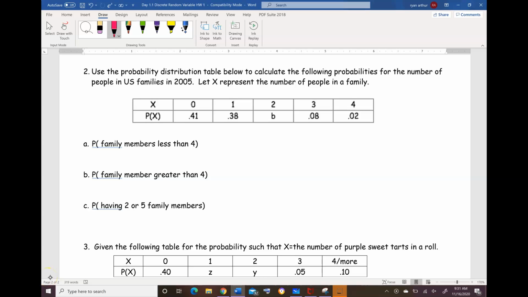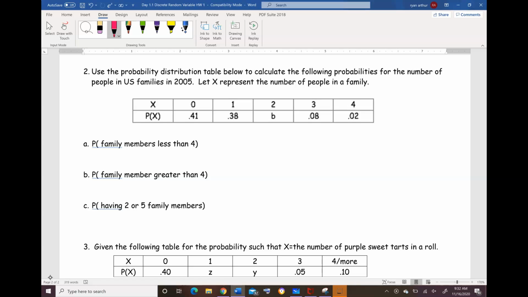All right, so this has to go with creating your own discrete random table. But on your test, this is more of the questions you're going to see. So I want to make a video just to make clear what these questions are asking. It says use the probability distribution table below to calculate the following probabilities for the number of people in U.S. families in 2005. Let X represent the number of people in the family.